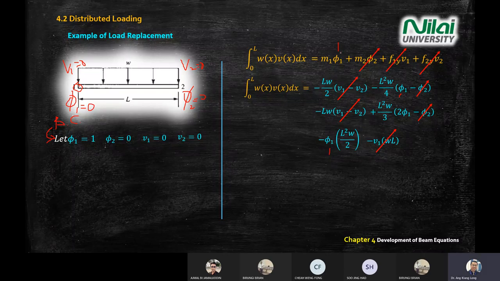So for the first scenario, we arrive at one equation, where you can see on the left-hand side of the screen, you get M1 equal to this whole thing. So you just summarize what you have. For example, the first one you get L2, you just rearrange, and you will get minus LW divided by 2 and so on.